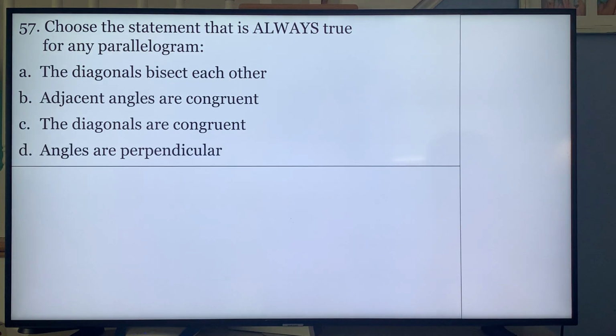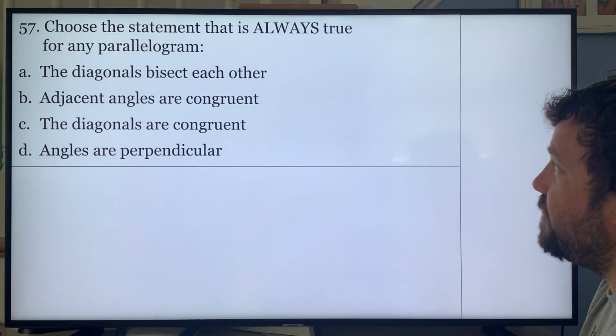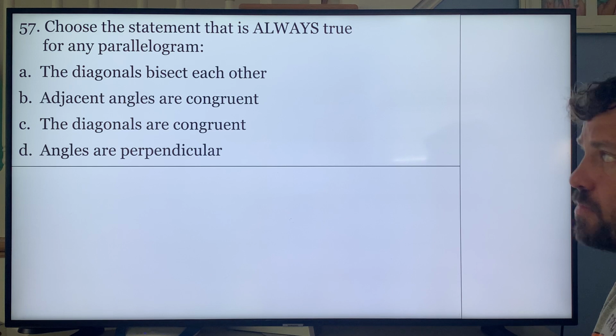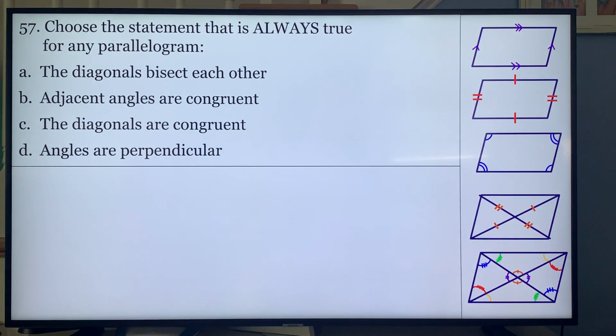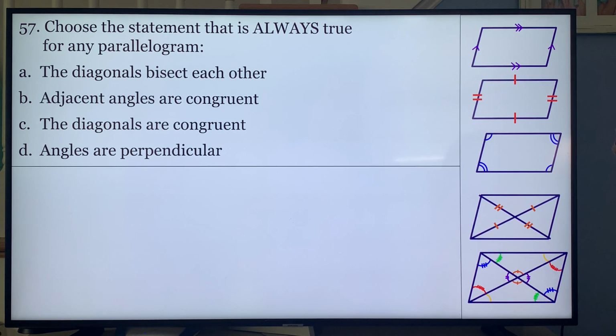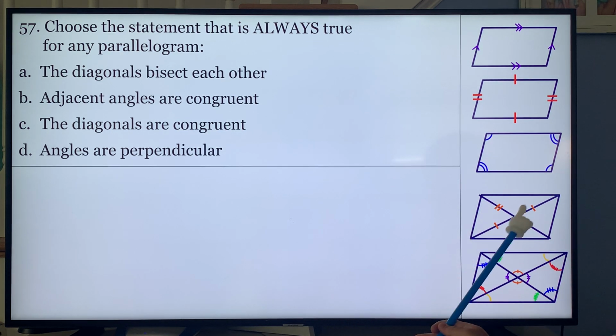All right. Number 57. Choose the statement that is always true for any parallelogram. The diagonals always bisect each other. Is that true? Well, here's a parallelogram. Opposite sides are parallel and equal. Opposite angles are congruent. The diagonals bisect each other. And then you got this whole thing going on, a bunch of alternate interior angles, and a whole bunch of vertical angles here. So let's see.